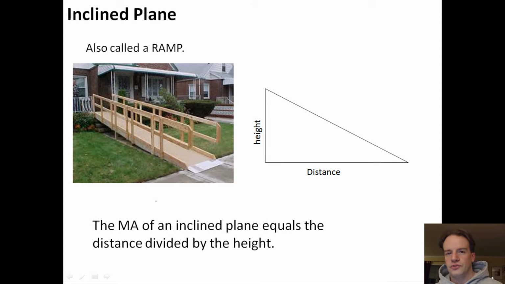The inclined plane, also called a ramp, is in many places, including stairs, hillsides, switchbacks, and roads. Those are all examples of an inclined plane, and the mechanical advantage can be calculated by taking the distance of the ramp and dividing it by the height of the ramp.